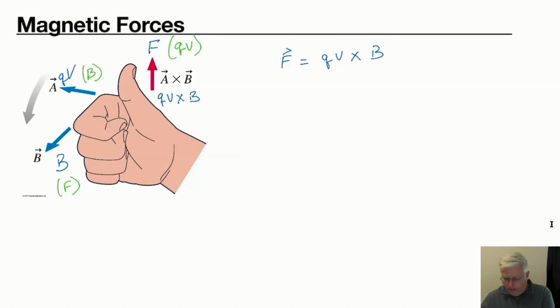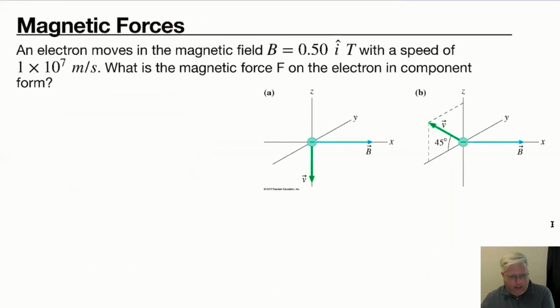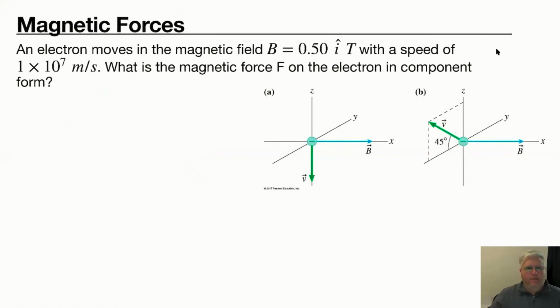Okay, so that's a little tricky, but let's try an example of that to try to make some sense out of it. So here we have an electron moving through a magnetic field with a certain speed. And we have two scenarios, okay? And we can figure out what's the force on the electron.